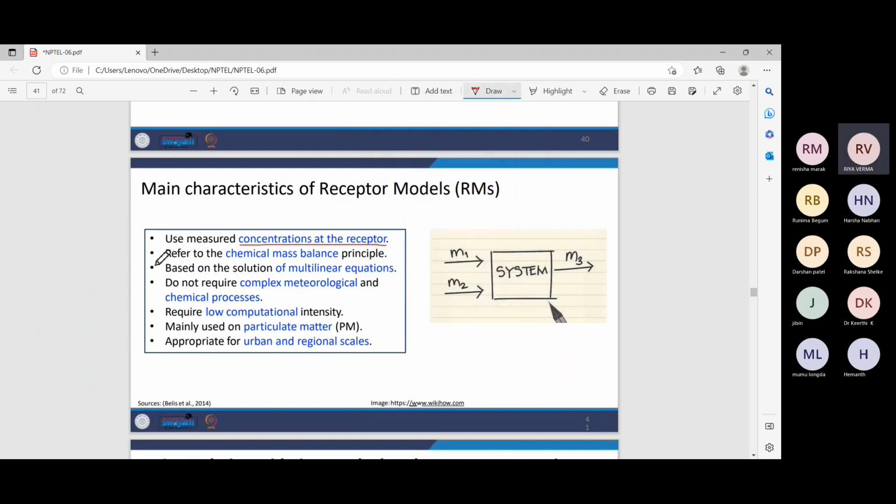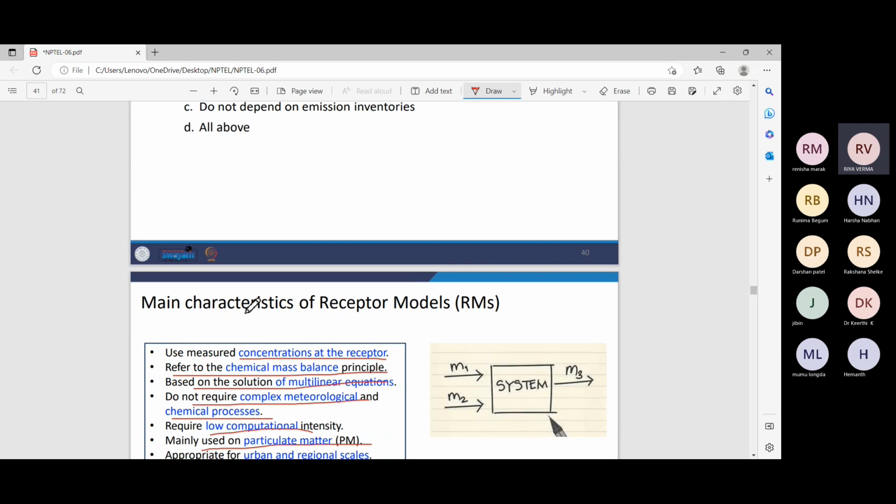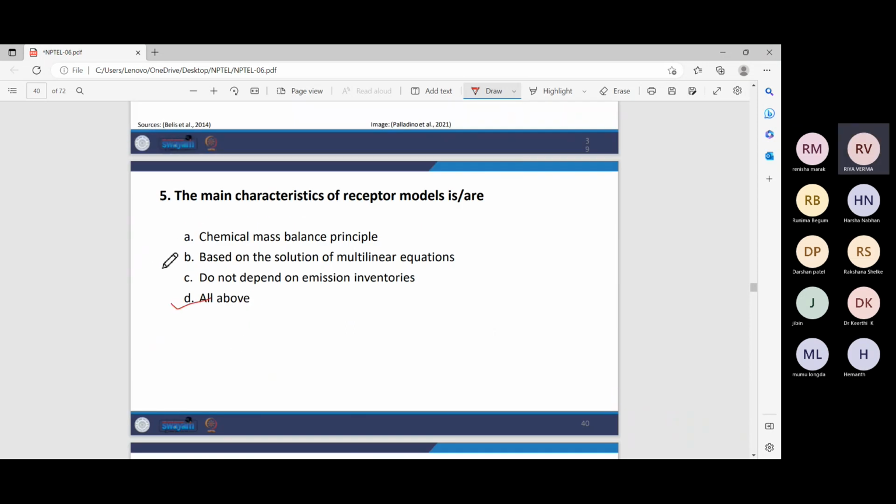These use measured concentration at the receptor end. Then these also refer to the chemical mass balance principle. They are based on the solution of multilinear equations, and they do not require complex meteorological and chemical processes. Basically, these are a bit simpler as compared to the other methods, and thus they require low computational intensities and are mainly used on particulate matter emissions, so they are appropriate for urban and regional scales. So I guess for this we have all of the above.